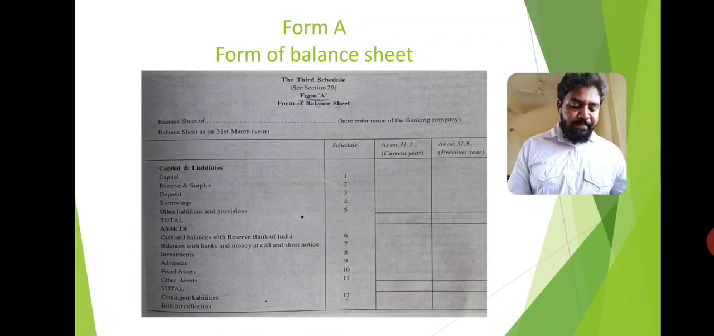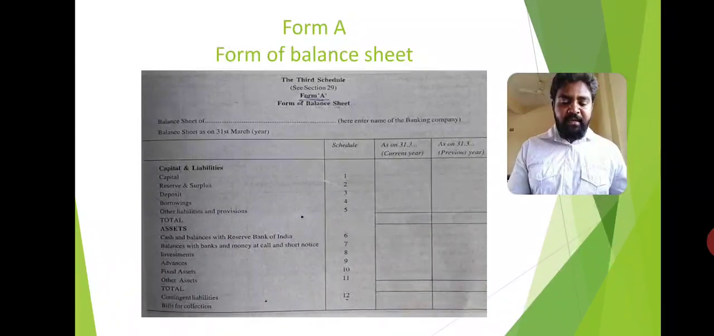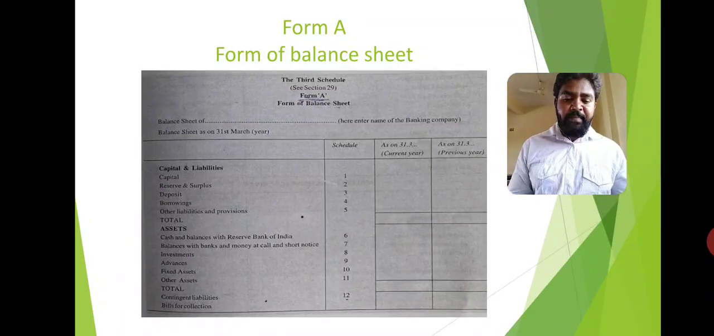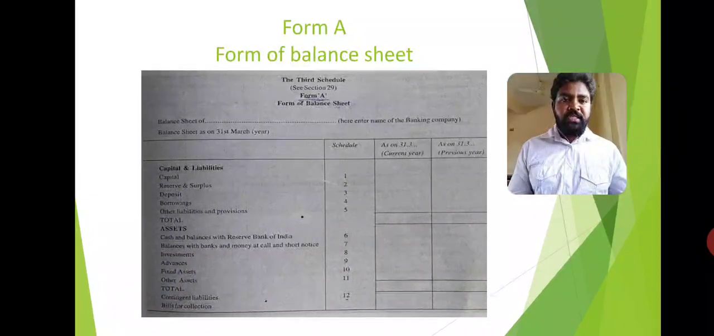The next, other assets. Here, other assets include inter-office adjustments, interest accrued, then tax paid in advance or tax deducted at source, then stationery and stamps. So these are to be considered under the head of other assets. After considering schedules 6 to 11, that is 6, 7, 8, 9, 10, 11, we will get the total here. The total amount of capital and liabilities and the total amount of assets should be equal.